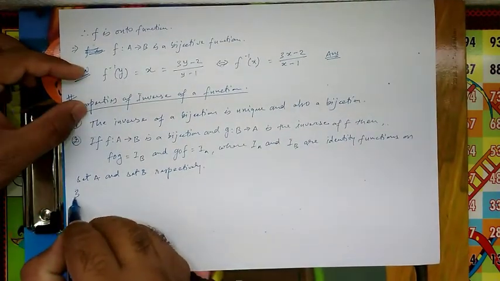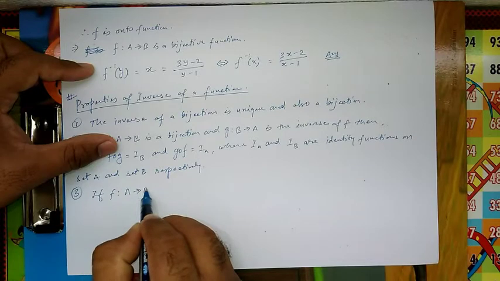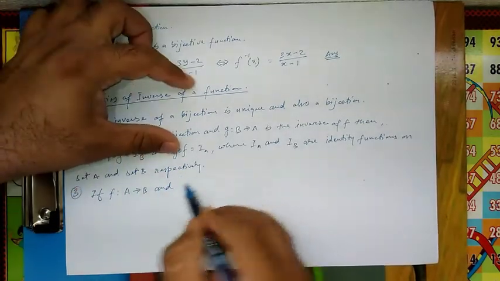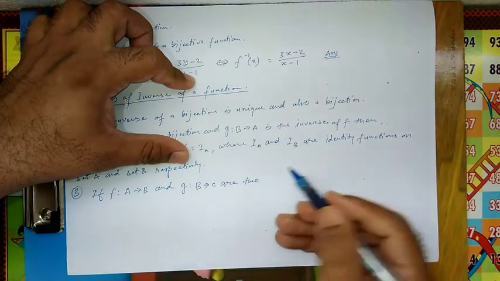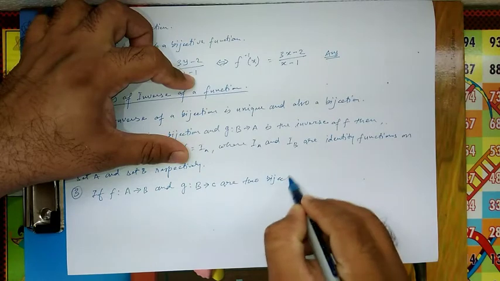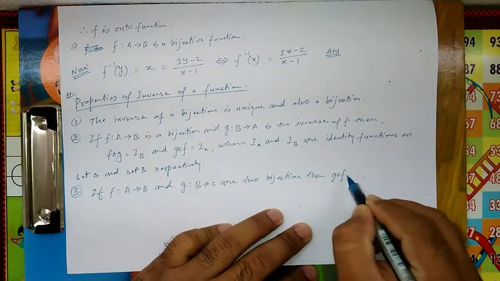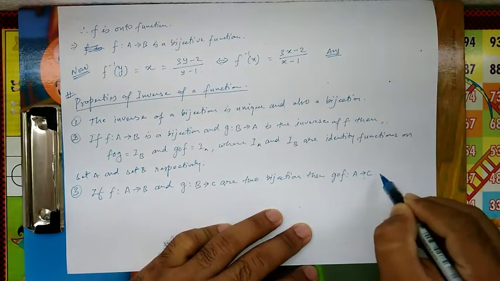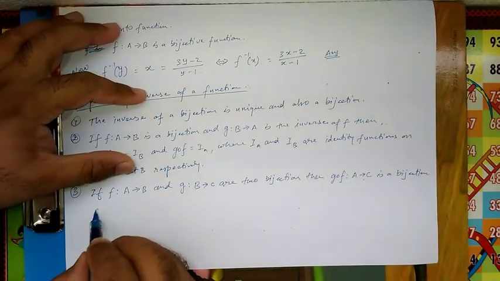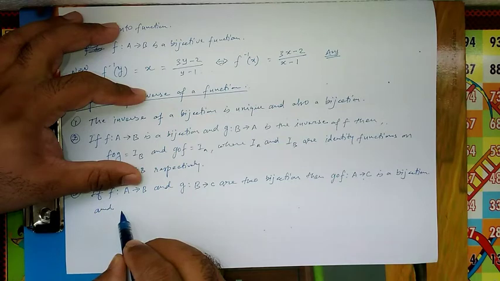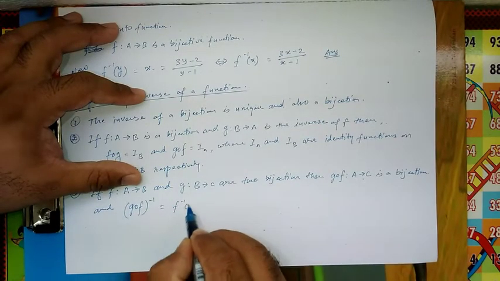Next one, that is property number 3. If f is a function from A to B and g is a function from B to C, two bijections are given, then g o f, a function from A to C, is a bijection, and (g o f) inverse can be written as f inverse o g inverse.